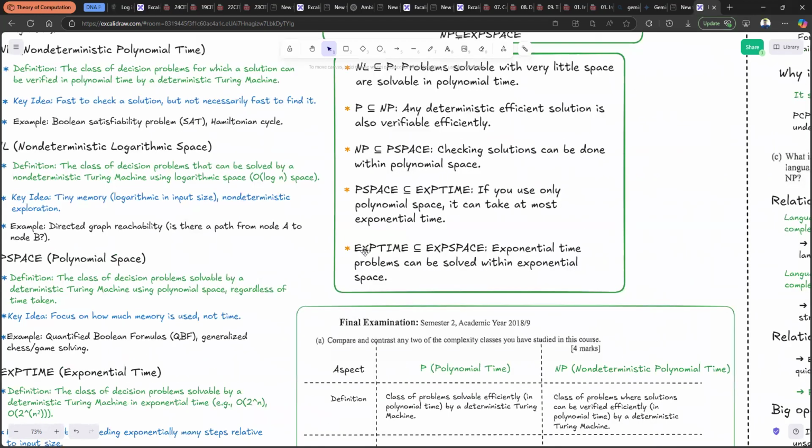Then for exponential time problems, they are solvable within exponential space. And then exponential space problems are solvable in whatever comes after exponential time. But I think exponential space is the biggest one that we've done so far.